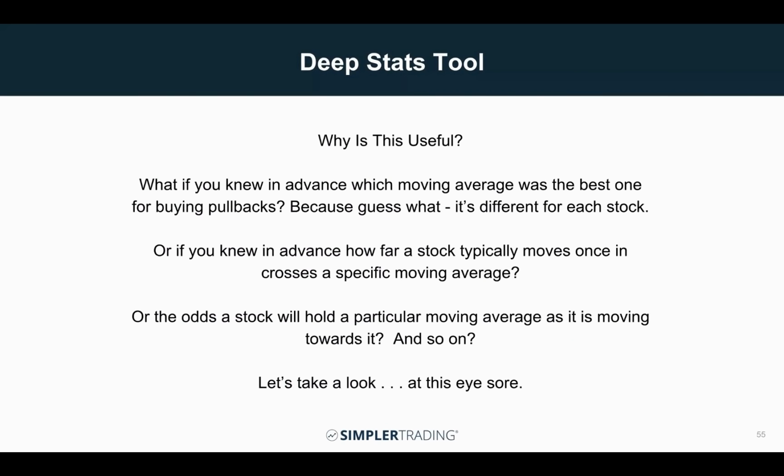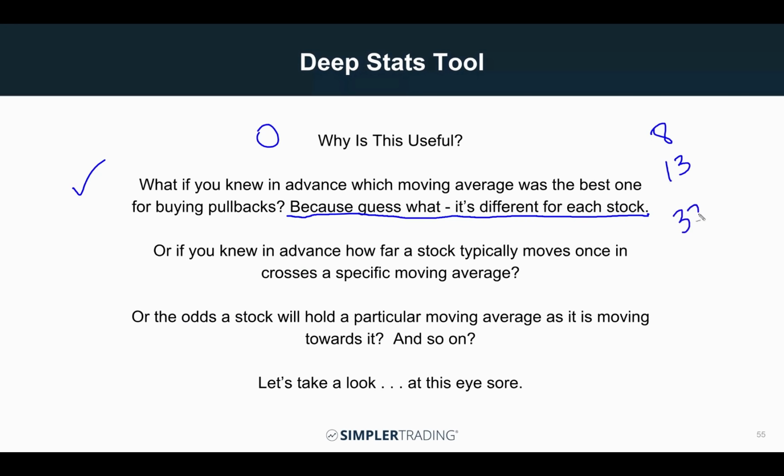As I started digging into this, and Eric started showing me this, most of you guys aren't going to need this or want it, but I just want to show you real quick. So why is this useful? What if you knew in advance which moving average was the best one for buying pullbacks? Here's a big aha moment for me, because it's different for each stock. I'm always like, oh yeah, buy the 8 EMA. Well, for some stocks, the 8 EMA works great. For some stocks, it's the 13. And for some stocks, it is the 32.